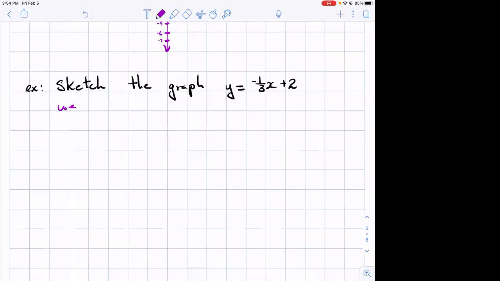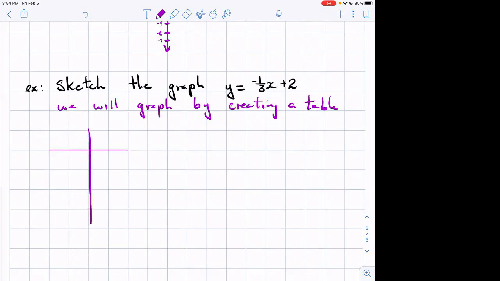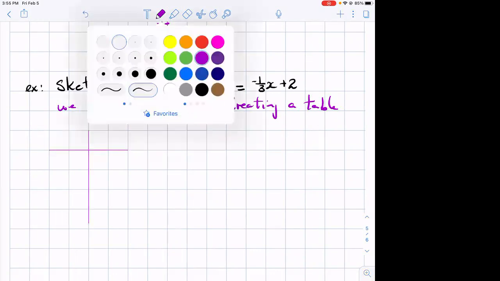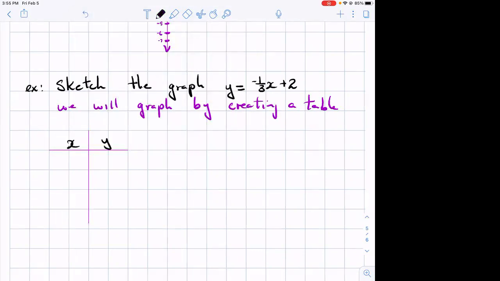So we will graph by creating a table. And the little trick here is the numbers you guess. Since we are dealing with fractions, choose multiples of 3. Meaning you can choose -6, -3, 0, 3, 6, 9, 12, and so forth.